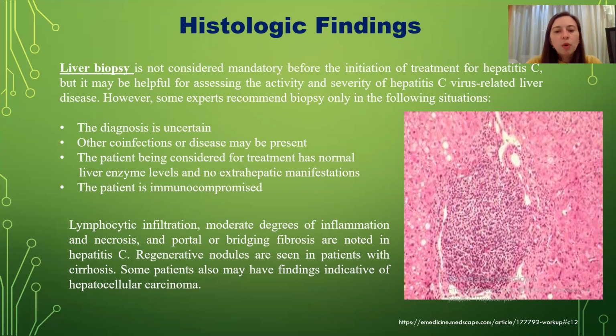Lymphocytic infiltration, moderate degrees of inflammation and necrosis, and portal or bridging fibrosis are noted in hepatitis C. Regenerative nodules are seen in patients with cirrhosis. Some patients also may have findings indicative of hepatocellular carcinoma.